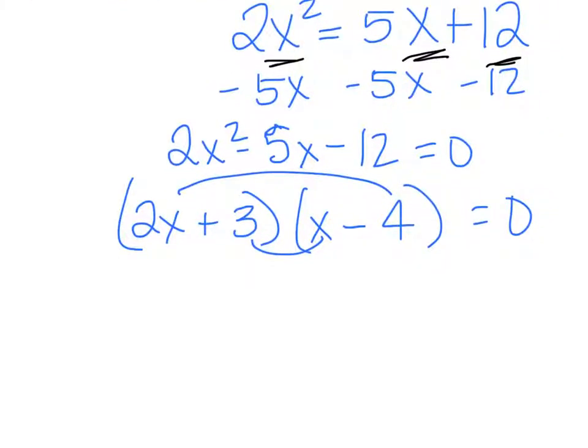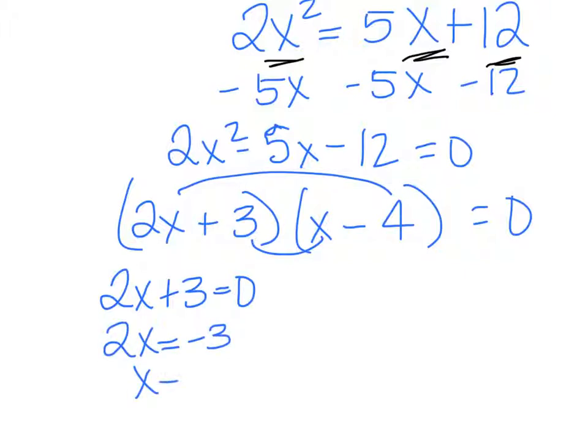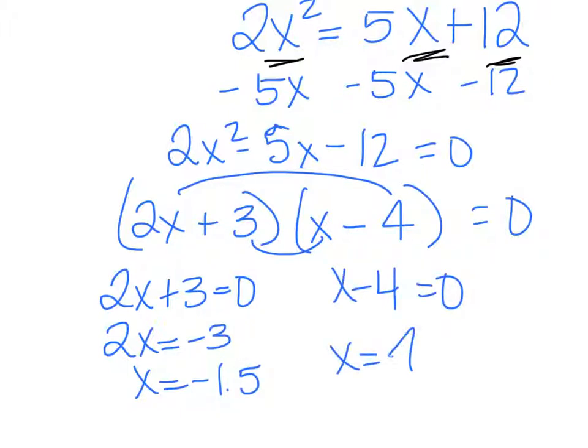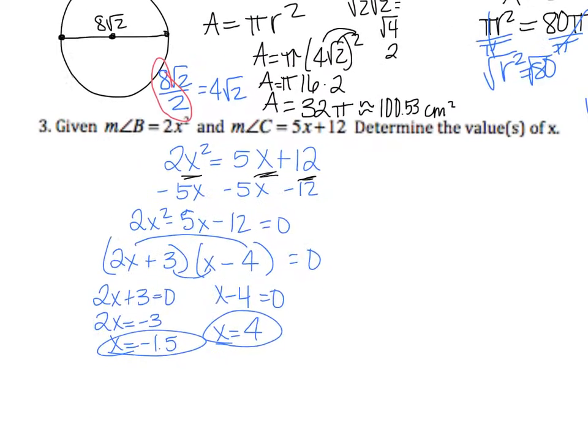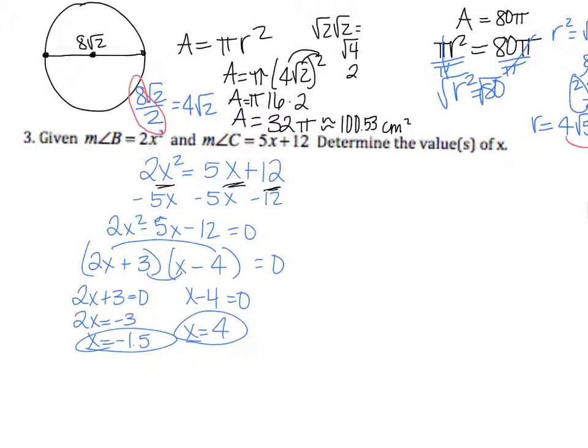Now I'm going to set them equal to 0. So 2x plus 3 equals 0. So if I keep on solving this, it will equal negative 1.5. And then this one will equal 4. So let's make sure both of those answers work before I finalize my answer. If I put the negative 1.5 in for angle B, when I square it, it'll become positive, so that's fine, but let's check for angle C.